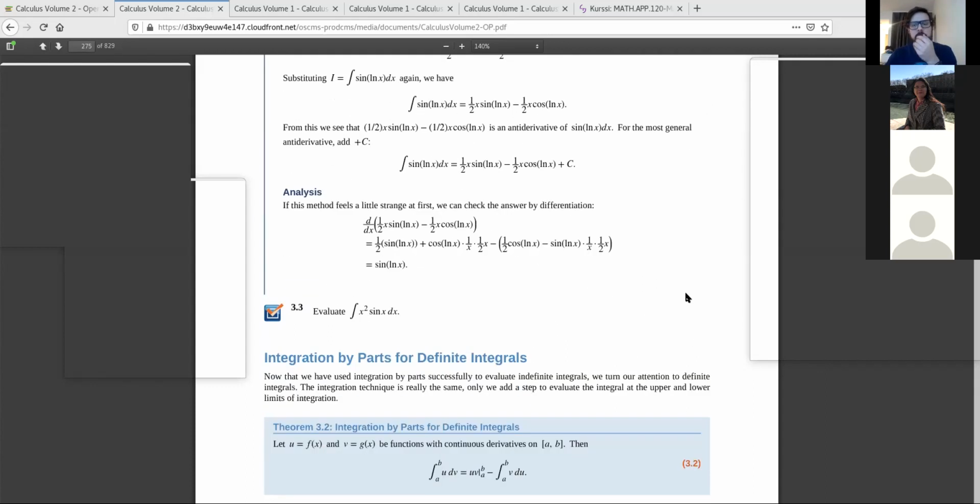It may feel a little strange at first, but that's not actually uncommon. We'll see this a lot when we start talking about the sums and the series and convergence.